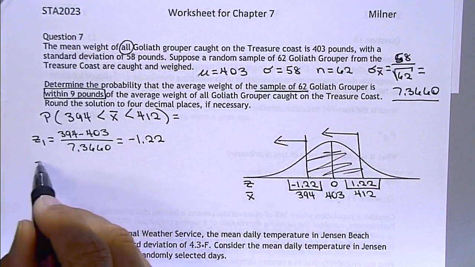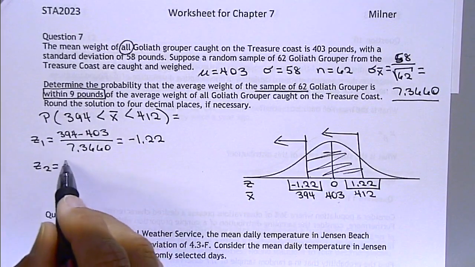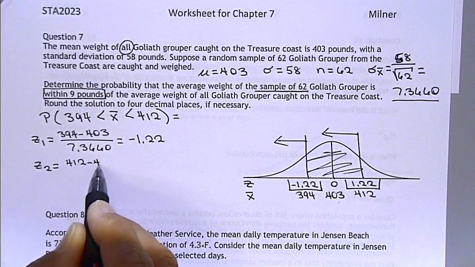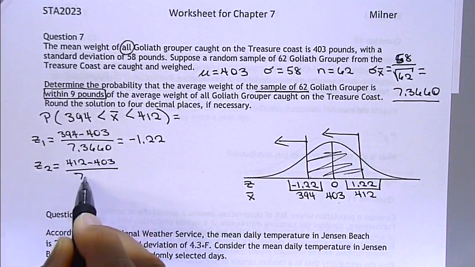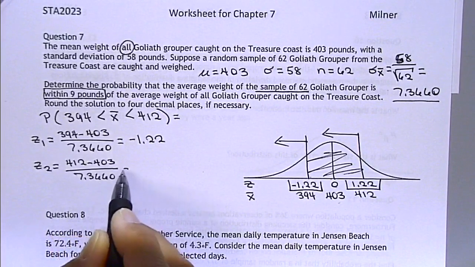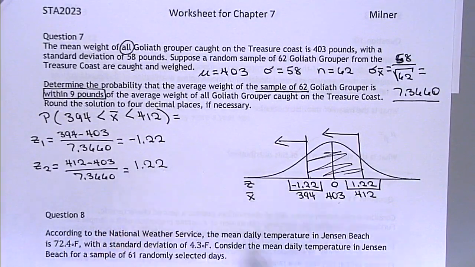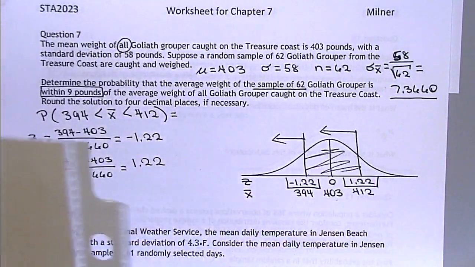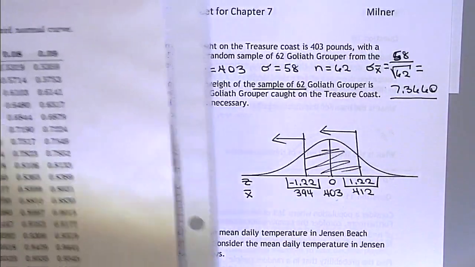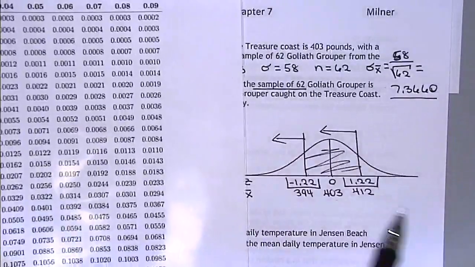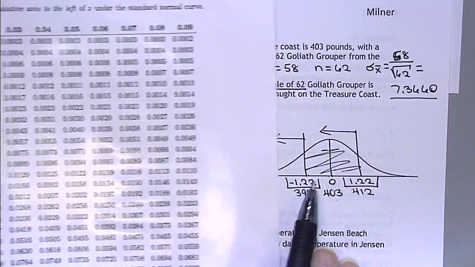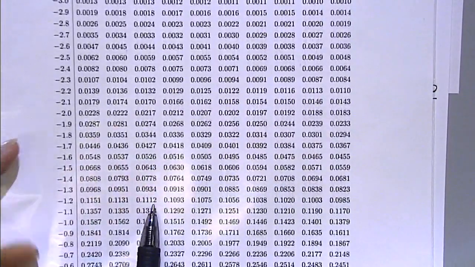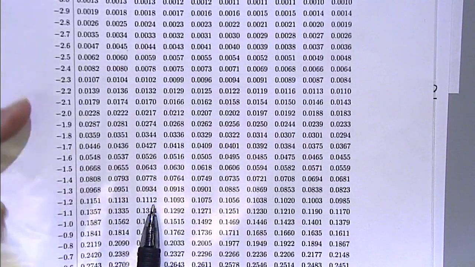But if you want to do the calculation, or you just don't think about that, go ahead and do it. It's 412 minus 403 divided by 7.3660, and that's going to give you that positive 1.22. Now, it doesn't help us as far as looking up the data because these numbers are different enough. They're asking us different things. We have to take the tail of this one, and we have to take the entire left side of that one. So it won't help us there, but it does help us to recognize that those are mirror images of each other. I've got a negative 1.22. I get 0.1112, okay?